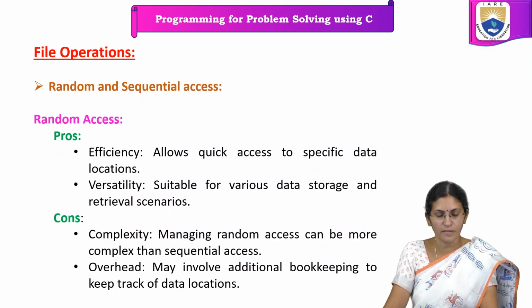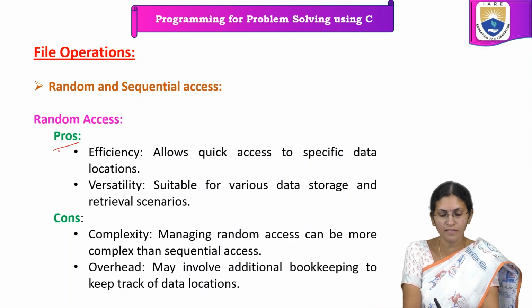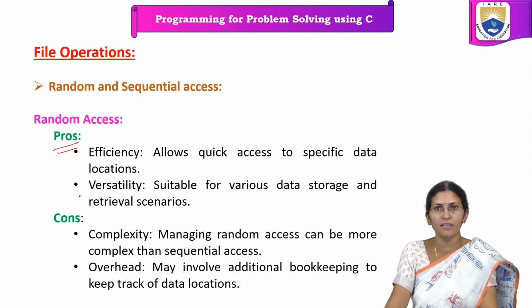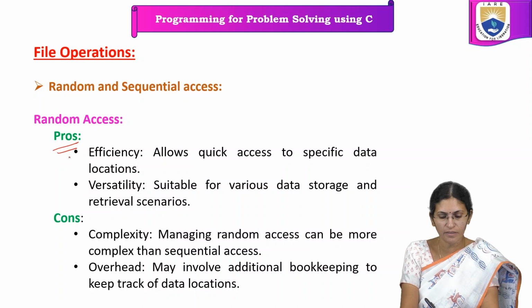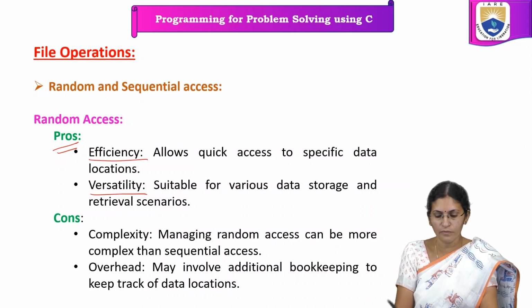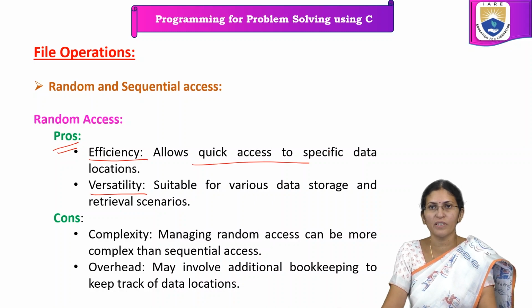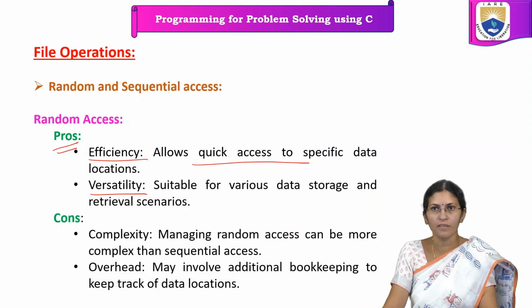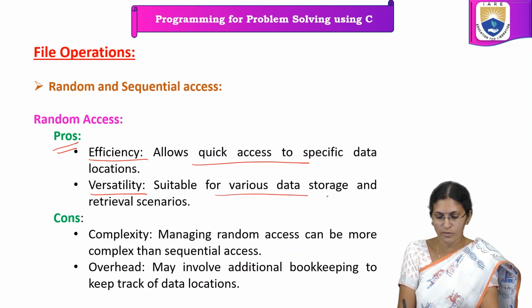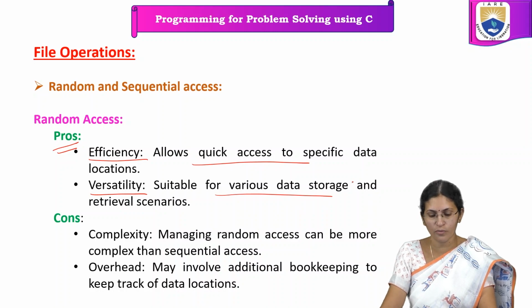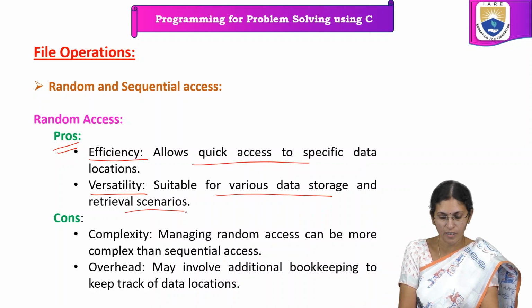Next is random access. Random access has its own set of advantages and disadvantages. The advantages are that it is efficient and versatile. It allows quick access to specific data locations. We can move to any particular location in the file and access the data at that location. It is suitable for various data storage and retrieval scenarios.